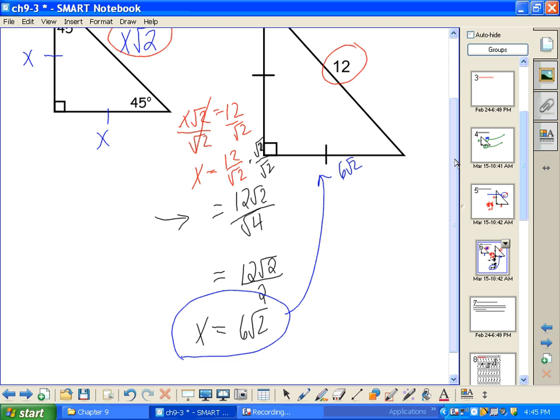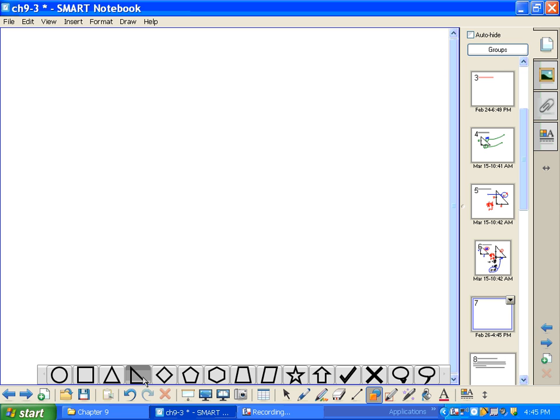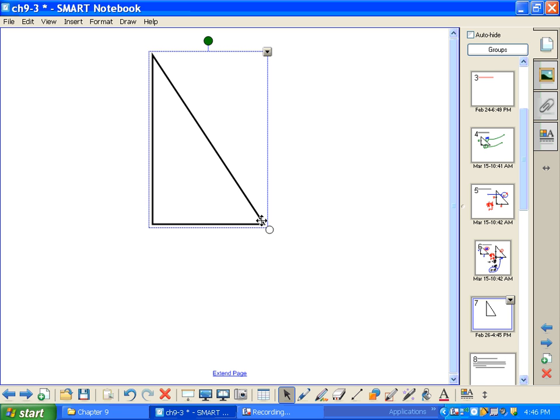Let's try another one like that since I kind of butchered it a little bit. Let's make a new triangle. We're going to do the same thing here where we have a hypotenuse that does not have a radical with it.